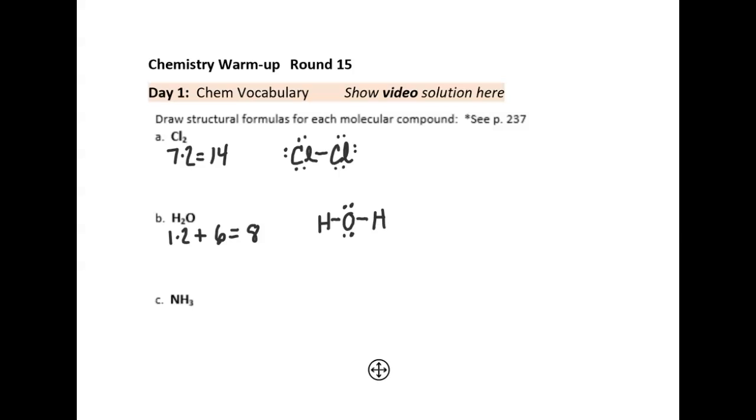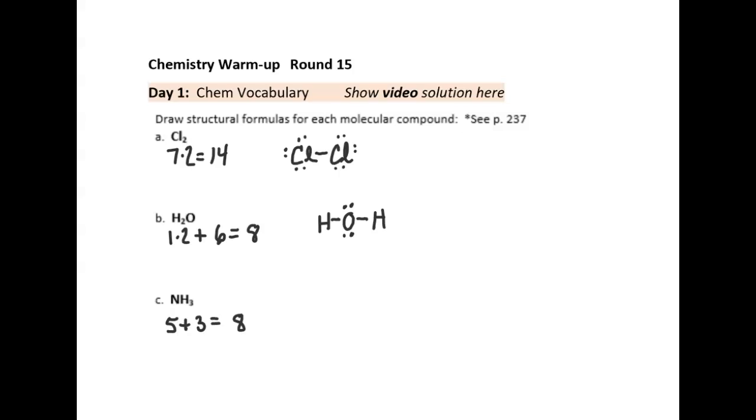Question C. This is ammonia. It has 1 nitrogen atom and 3 hydrogens. Nitrogen is in group 5A, so it contributes 5 valence electrons. The 3 hydrogens contribute 3 more electrons. We have 8 electrons to play with when we draw this.